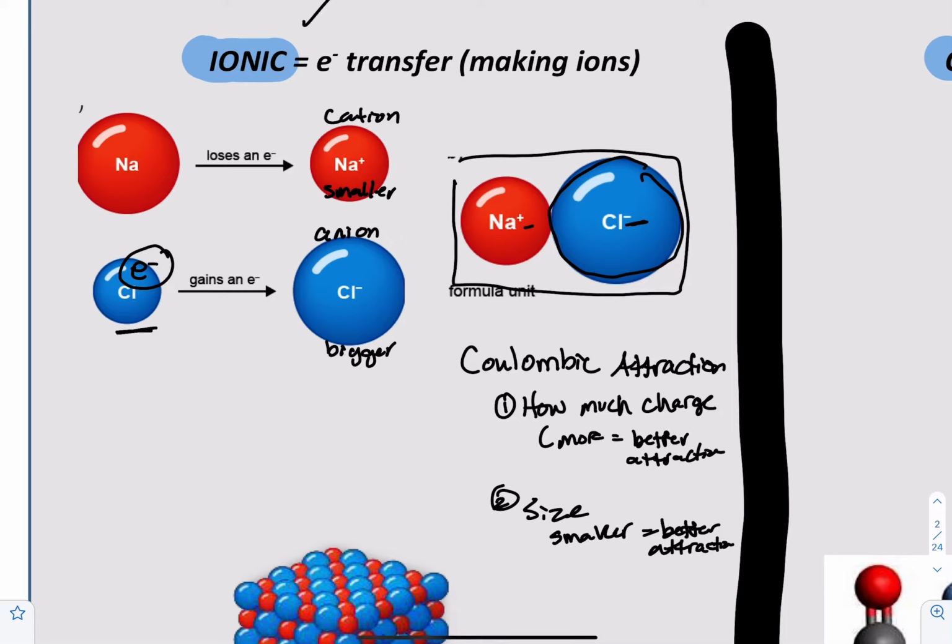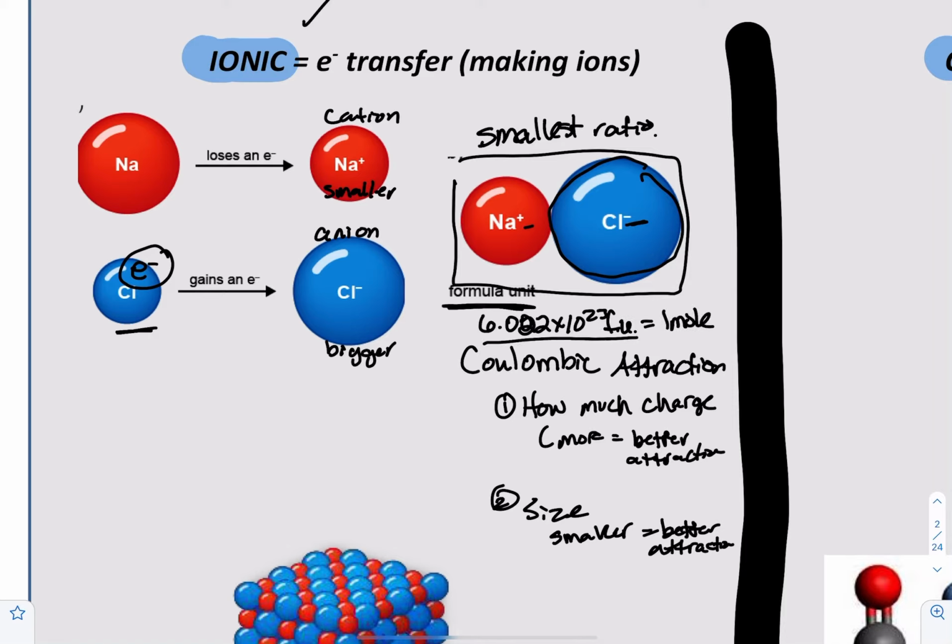And these will combine in the smallest ratio possible. And that's how we talk about them, is that smallest ratio. We call this a formula unit. And kind of like with atoms, this little grouping, this little pairing, they're stuck together. 6.022 times 10 to the 23rd, yes, we do abbreviate this with an F and a U, equals 1 mole. That still applies. You learned that in Module 2, and it still applies.